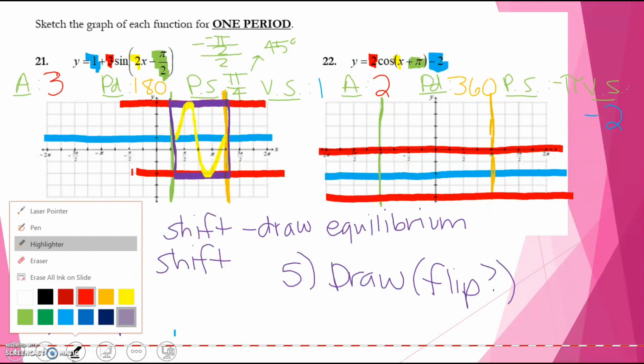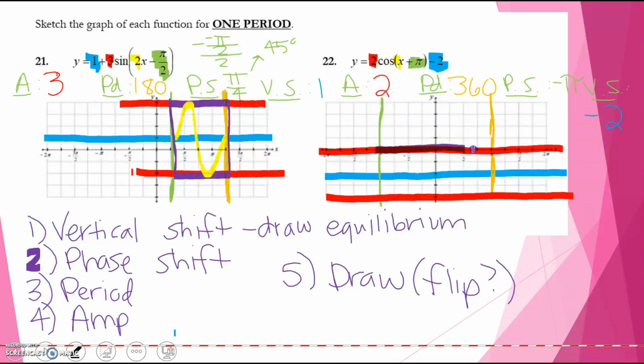Now I'm going to outline my box. It needs to fit within there. I asked myself if it's flipped. It does not, because there's no negative out front. So now I can draw it. It is cosine. Cosine starts at the very top of the box, swoops down, and ends at the very top of the box. So that is my final product.